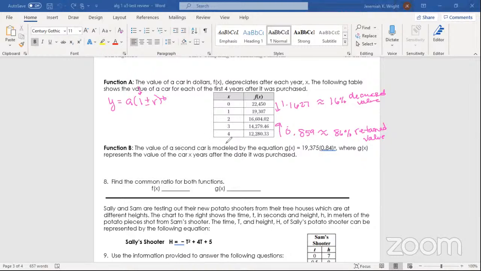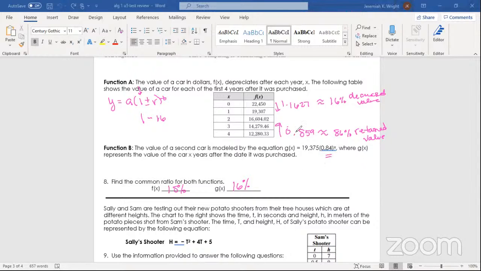So the value of a second car is modeled by the, what's the question? Find the common ratio for both functions, 15%. The value of the second car is modeled by the equation where g of x represents the value of the car after. So it's the same. This is 84%, so that's 16% here. Because it's going down by 16% because they did 1 minus 16 in order to get that 84 right there.